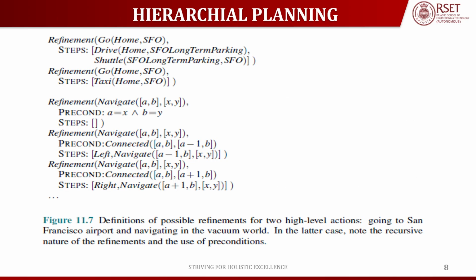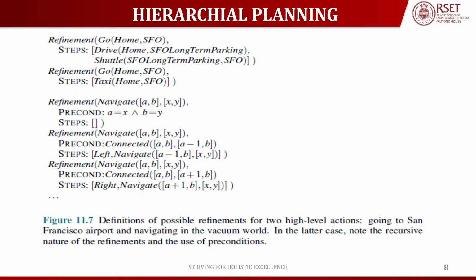So this slide represents HLA, that is, high level actions. It is given that Go(Home, SFO). So go from home to San Francisco airport. Okay, that is your high level action. So you have around 5 refinements. The first refinement is your direct step, that is, from home you can go to San Francisco.